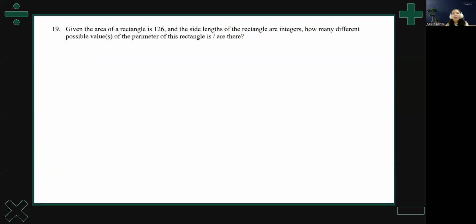So again, we have 126. Okay. So we know that the side lengths are integers, meaning whole numbers, all right? Let's get the prime factors of 126. So you could make use of a factor tree. I do use a factor tree. That's 2 times 63. 2 times 63 is 126.